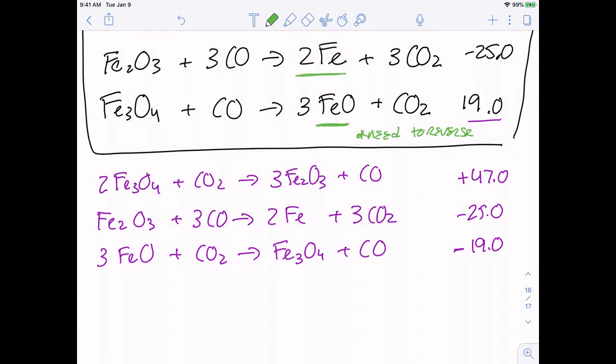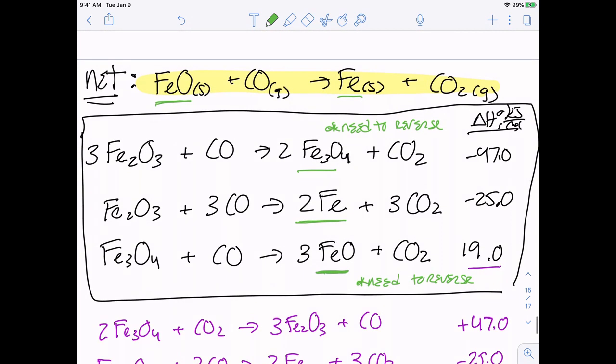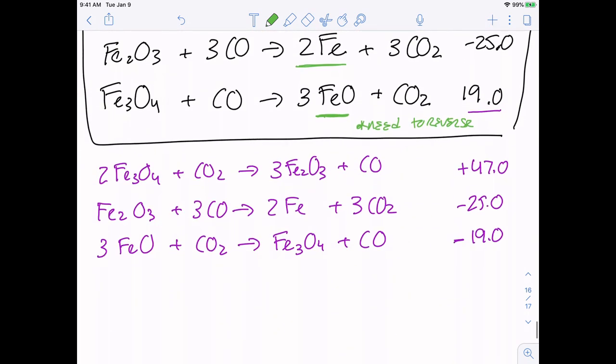So how I'm going to do it is I know I need my Fe3O4s to cancel, and I know my Fe2O3s also need to cancel, because if I go look at my net, I don't have them. So if I look at my second equation, I have 1 Fe2O3. If I look at my first equation, I have 3 of them. So what I'm going to do is multiply everything in this second equation by 3, which means I also need to multiply my corresponding enthalpy change by 3.